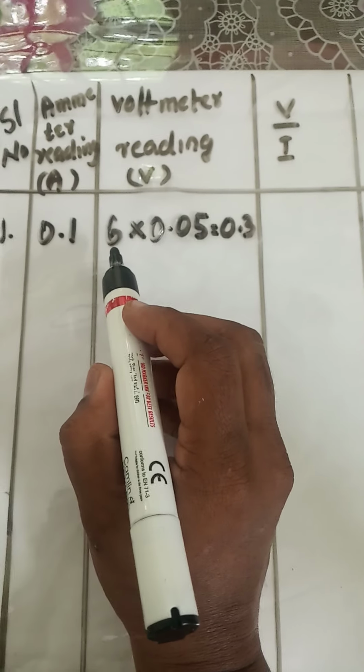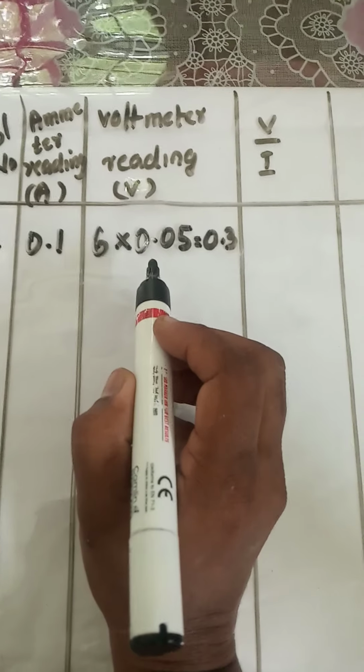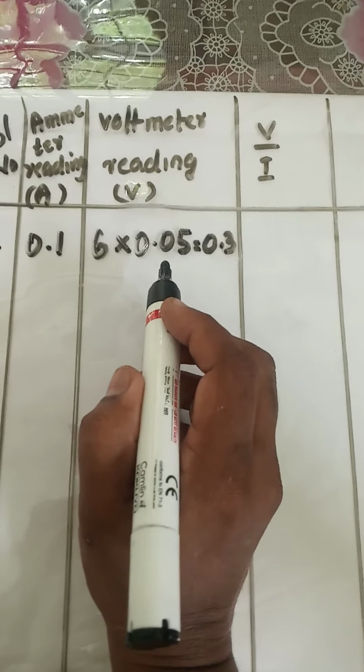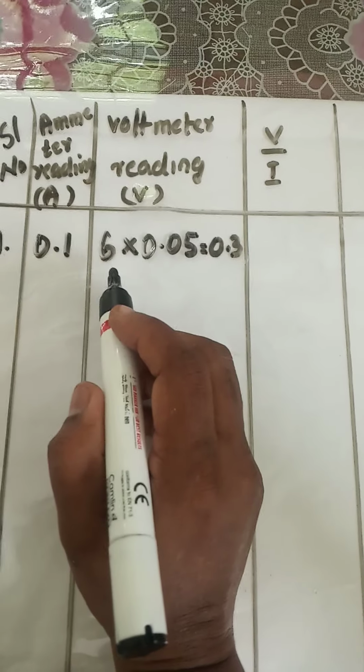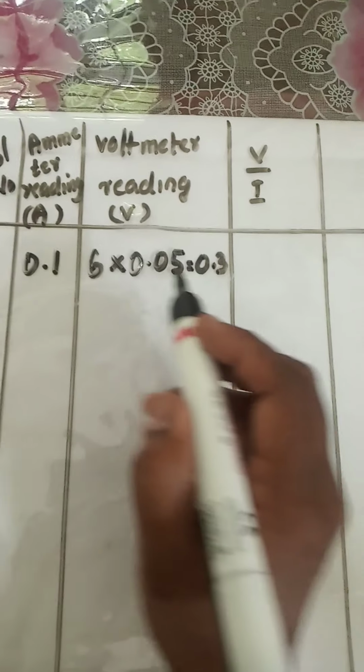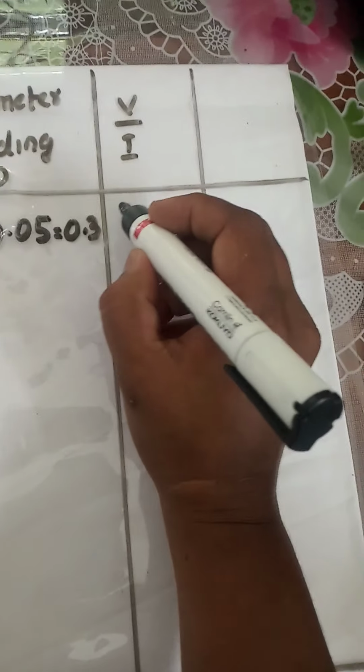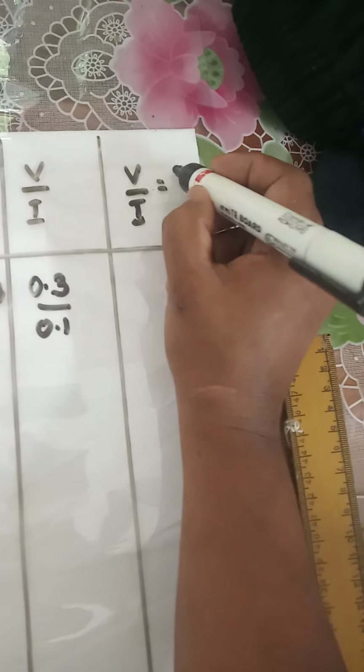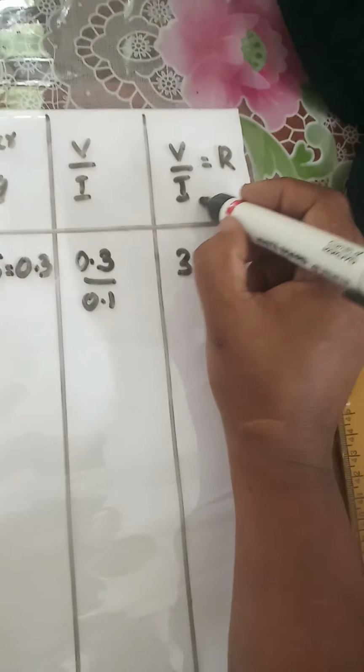The pointer is on the 6th division. Each division has a value of 0.05. So the total reading is 6 into 0.05, that is 0.3. Then we can calculate V by I. V is 0.3 divided by 0.1. That is R. V by I is equal to R. So R is 3 ohms.